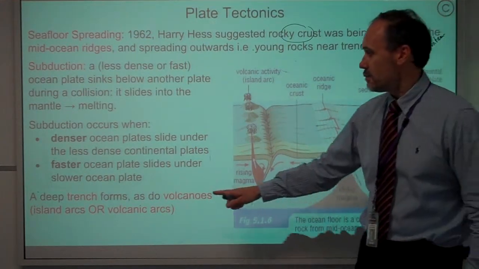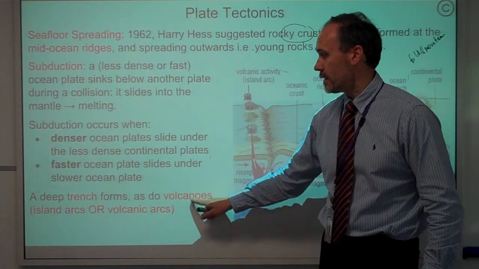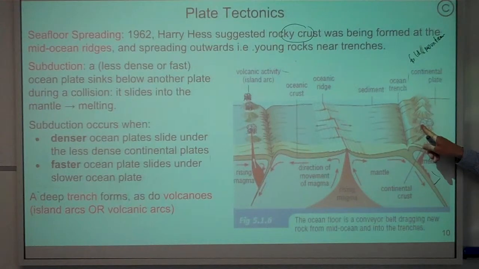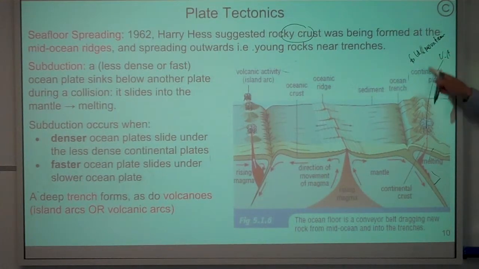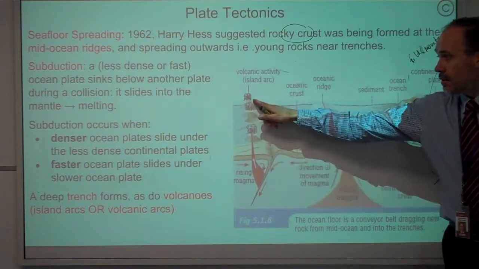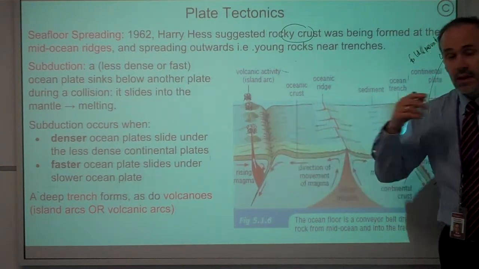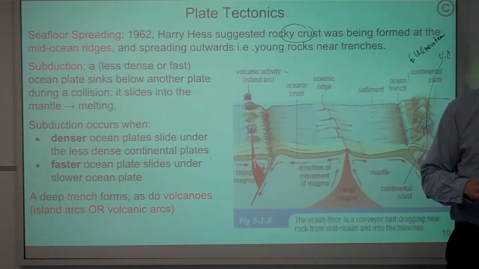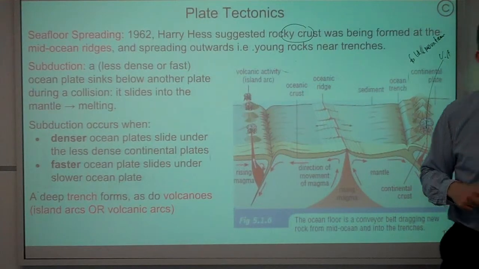Let's see. A deep trench forms, as do volcanoes, island arcs, or on land, volcanic arcs. So you can get a volcanic arc here, or you can get fold mountains here. You can get an island arc here. They call it an island arc because those volcanoes eventually die out, and then you've got islands. So that's how you make new land.